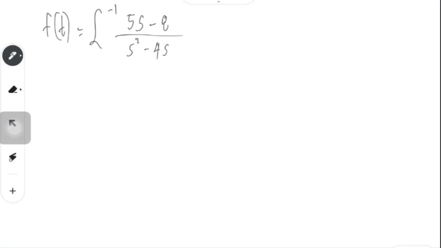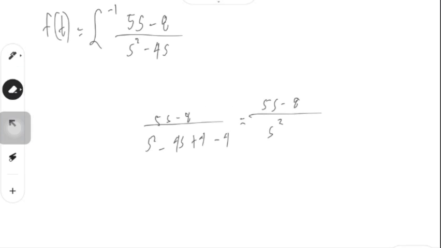Kung gagawin natin completing the square yung denominator, magiging (5s minus 8) all over s squared minus 4s. Half of 4 is 2, to the second power plus 4. Then, minus 4 to preserve the value. So, ito yung magiging (5s minus 8) divided by (s minus 2) quantity squared, then minus 4, which can be written as 2 squared.